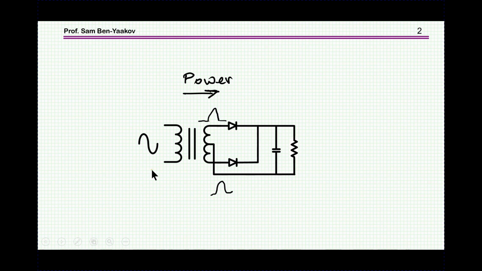For example, here I'm showing an AC line transformer, and here we have rectifiers which are rectifying the AC into a DC, which is filtered out by this capacitive filter, producing the DC output here. Now, this is not what we are talking about.